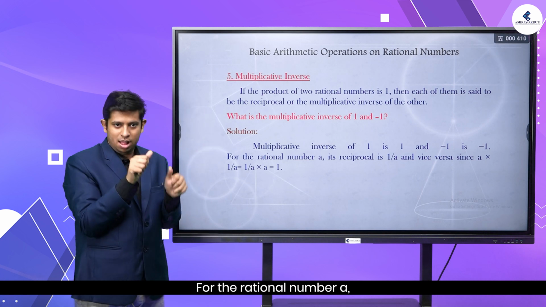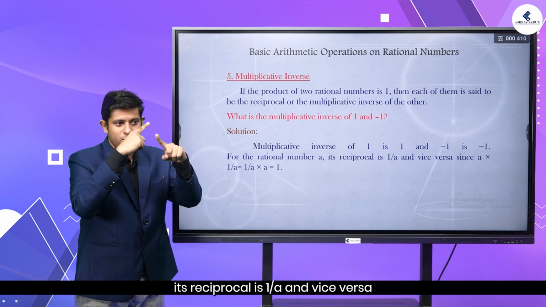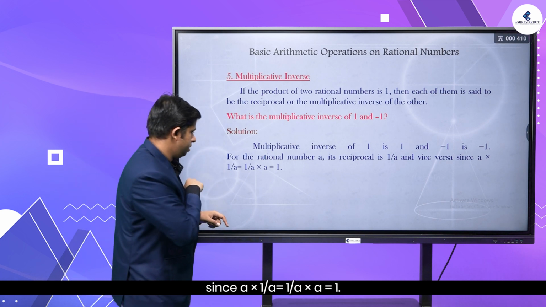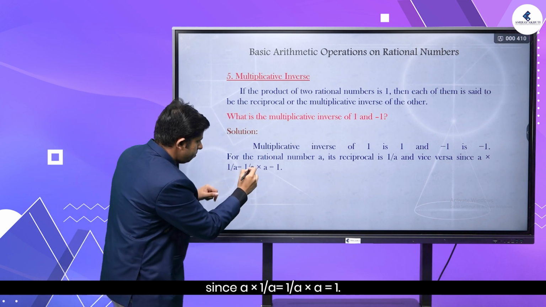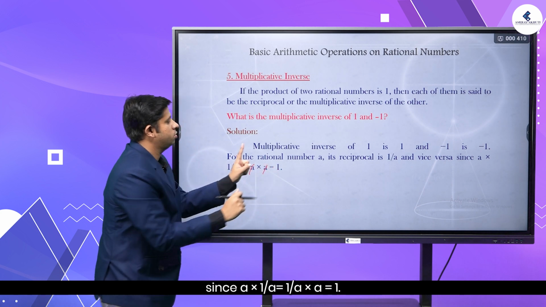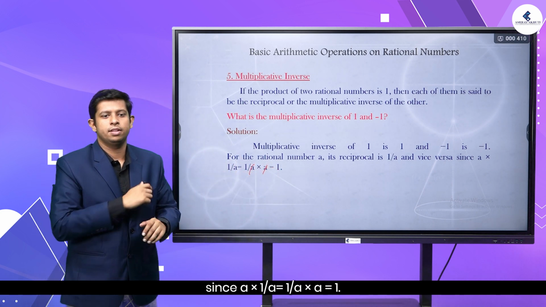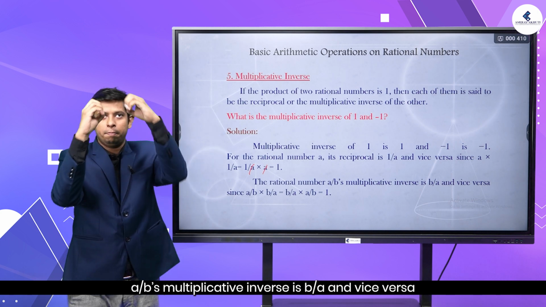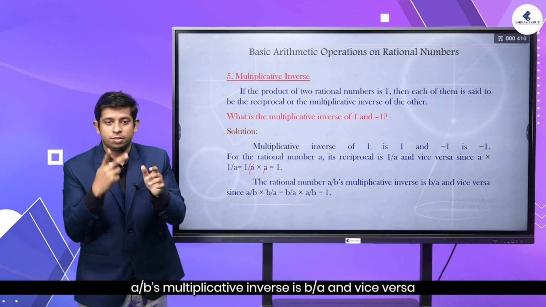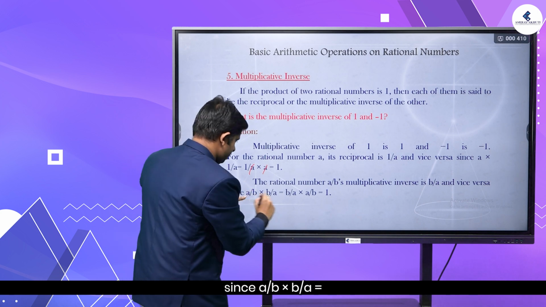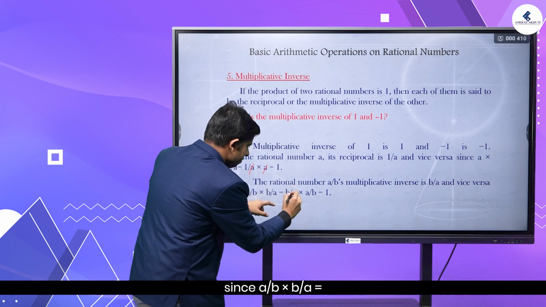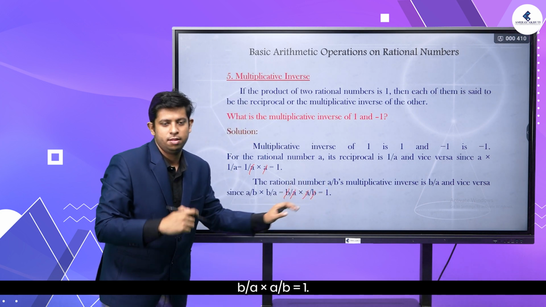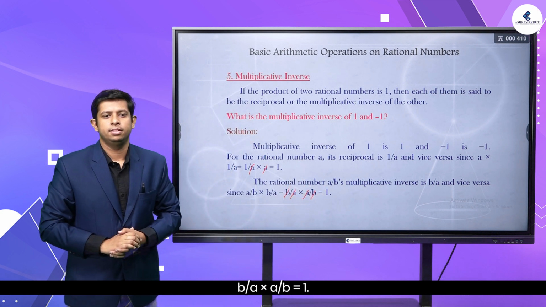For the rational number a, its reciprocal is 1 by a and vice versa, since a into 1 by a is equal to 1 by a into a, which is equal to 1. The rational number a by b's multiplicative inverse is b by a, and vice versa, since a by b into b by a is equal to b by a into a by b. Everything gets cancelled out and we get the remaining answer as 1.